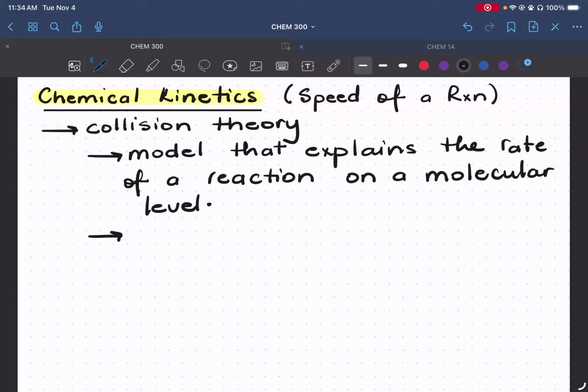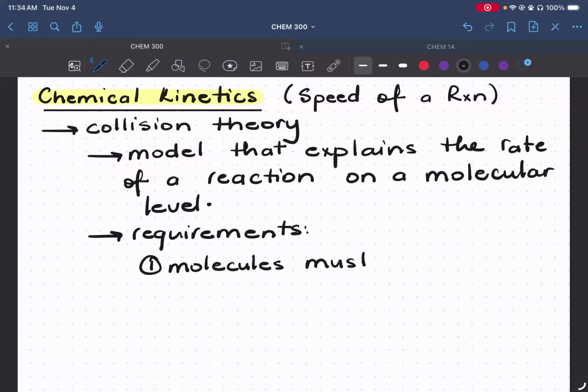Collision theory has a few requirements that need to be met. In other words, for a successful reaction to take place, the following conditions must be met. Number one, to no one's surprise, the molecules must collide. They have to make physical contact with one another, and the way they do this is through literal collisions, just as a car would crash with another. The molecules must collide.